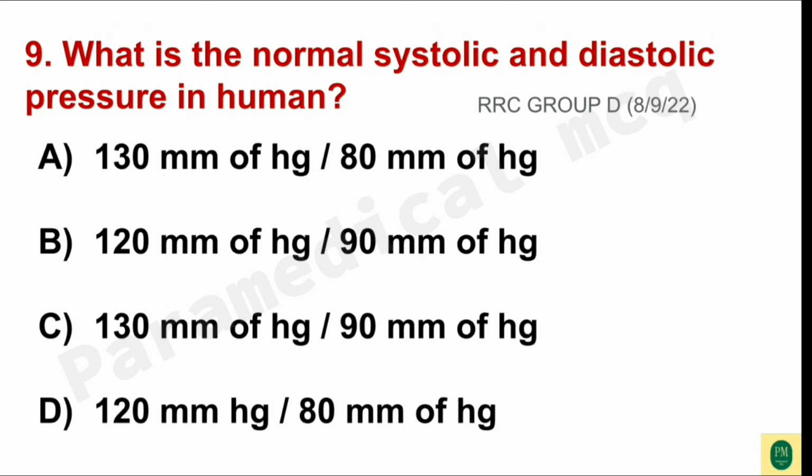What is the normal systolic and diastolic pressure in human? Option A, 130 mm of Hg per 80 mm of Hg. Option B, 120 mm of Hg per 90 mm of Hg. Option C, 130 mm of Hg per 90 mm of Hg. Option D, 120 mm Hg per 80 mm of Hg. The correct option is option D, 120 mm Hg per 80 mm of Hg.